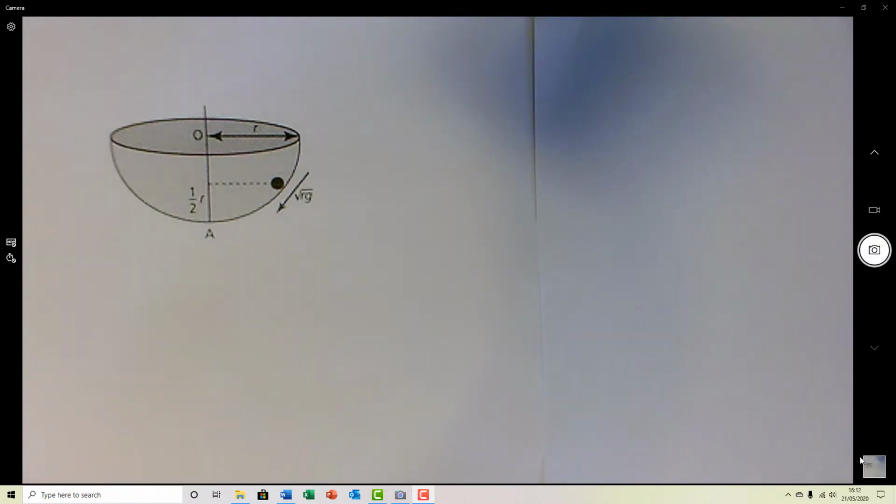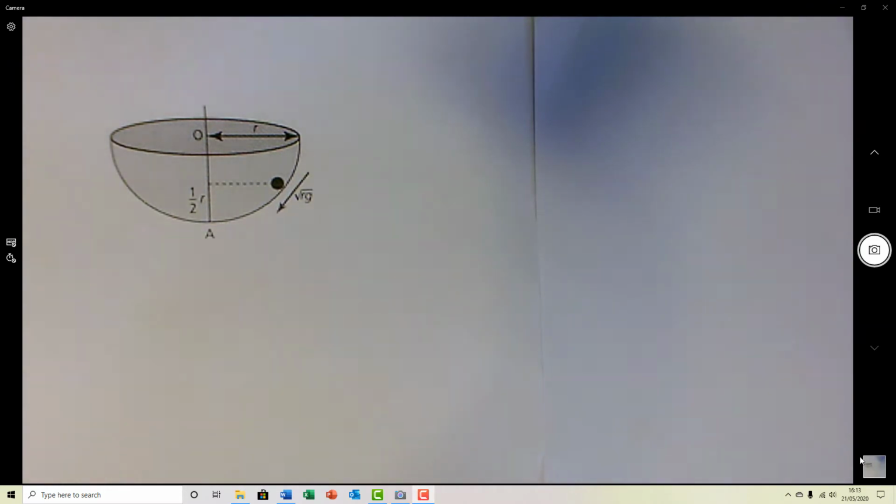Here is my walkthrough of question 3 from last week's mechanics homework. It's the one about the bead on the inside of a hemispherical bowl. It's moving with velocity root rg, and it is 1/2 r above the base of the bowl. First thing you have to do is show that it just makes it to the top of the bowl.